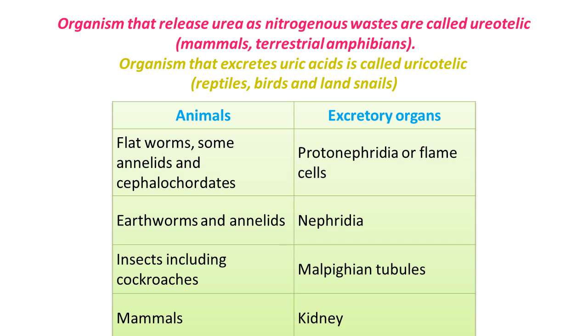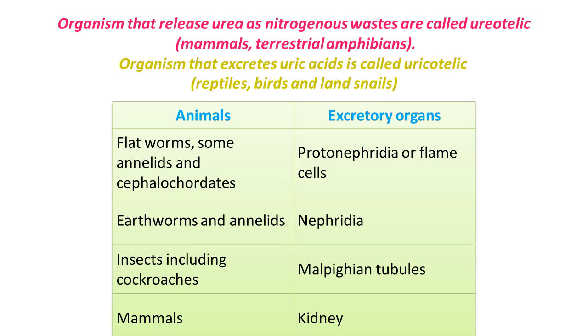First, ammonotelic animals, where the excretory nitrogenous waste is ammonia. Second, ureotelic animals, where the nitrogenous waste is urea. And third, uricotelic animals, where the nitrogenous waste is uric acid. This way, we can study the classification of different kinds of animals on the basis of their nitrogenous waste.